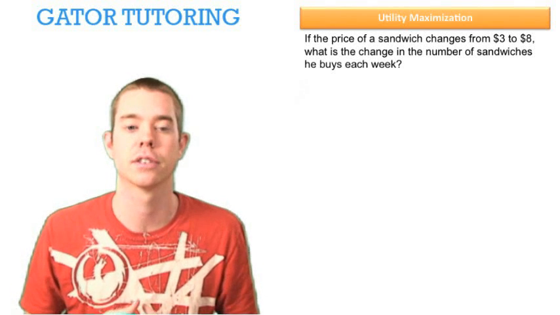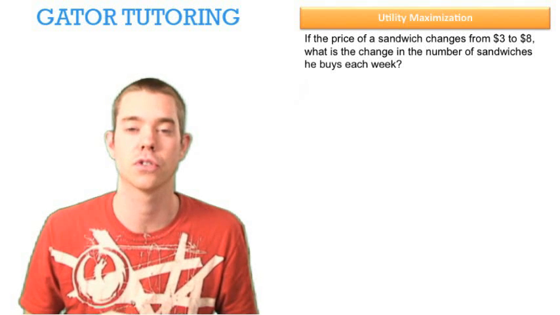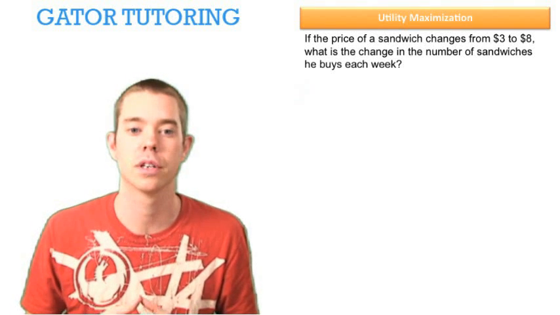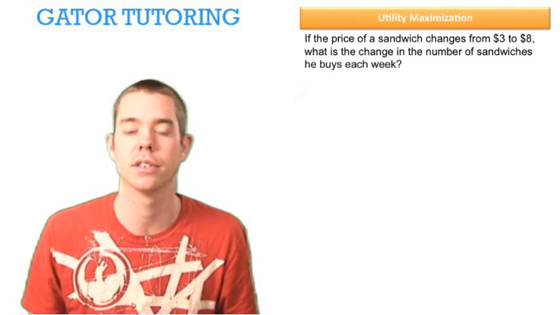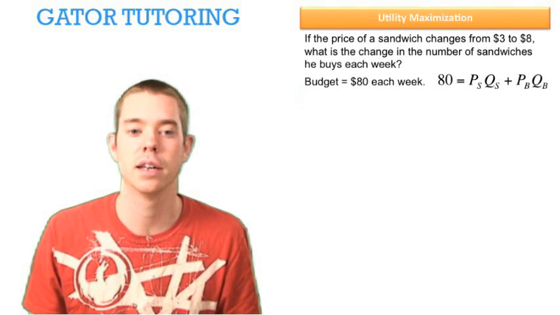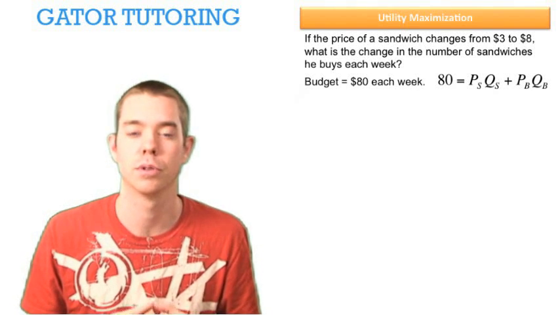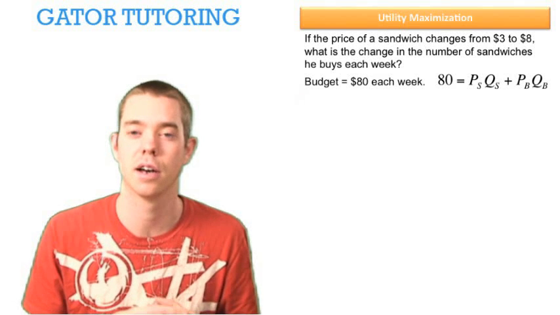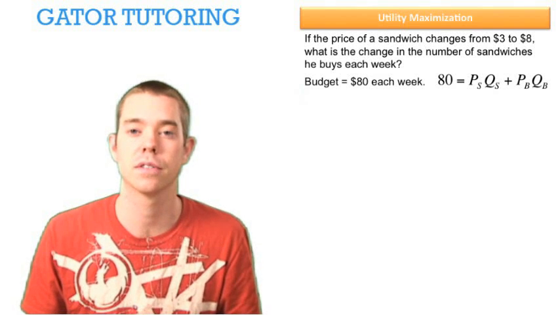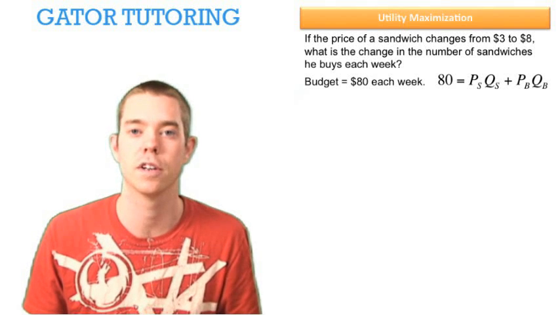This question asks, if the price of a sandwich changes from $3 to $8, what is the change in the number of sandwiches he buys each week? Well, it told us that he has a budget of $80 per week, so we know this budget constraint, which says the amount that he can spend, $80, is equal to the price of sandwiches times the quantity of sandwiches plus the price of beers times the quantity of beers.